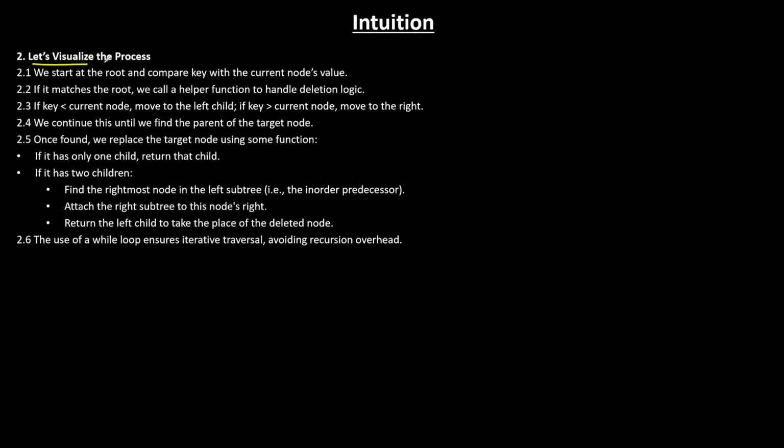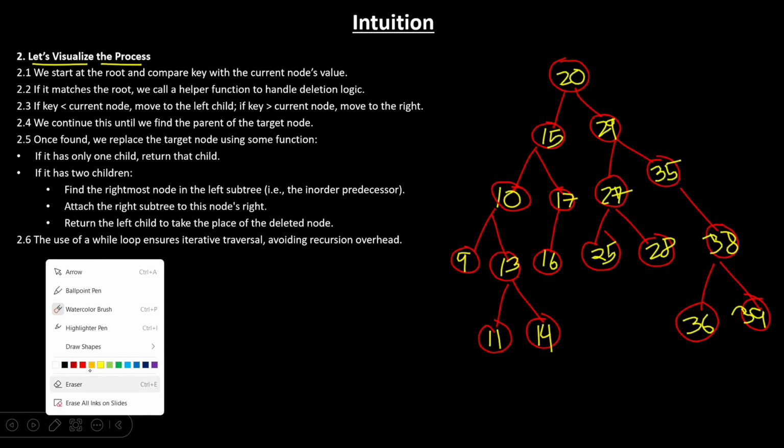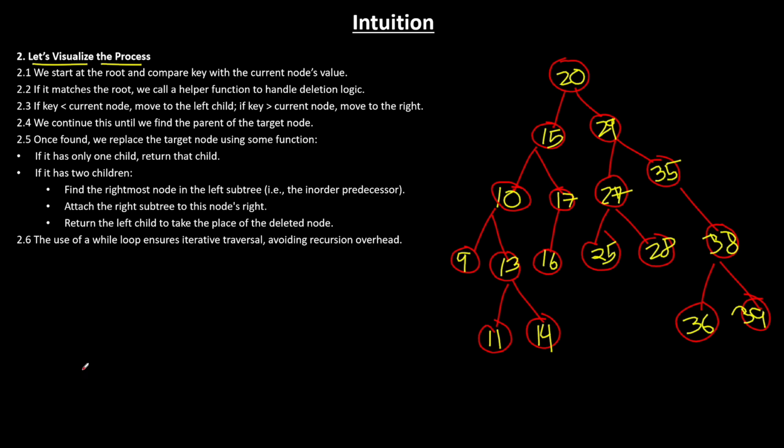Now let's visualize the process. Okay, so I have drawn the tree. Now let's look at the visualization process. We start at the root and compare the key with the current node's value, where that particular node exists. Suppose the value is 10. Okay, let it be 10.